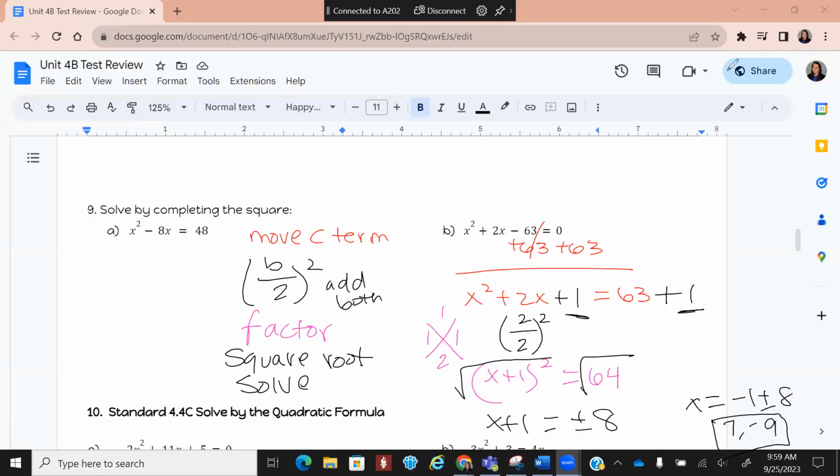I'll be honest, this process is not your go-to way to solve, but you need to know the steps because the question that you probably will be asked is an error analysis type question. Somebody would show their work and then you would say what they did wrong. So you need to know these steps.